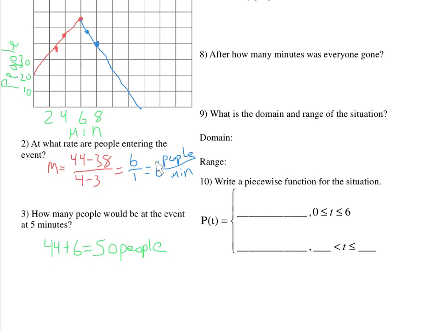We can do exact because of the slope, the rate of change, and then the amount of people we had before. We could also take this number and subtract 6. But I think it's easier to add as we go up.